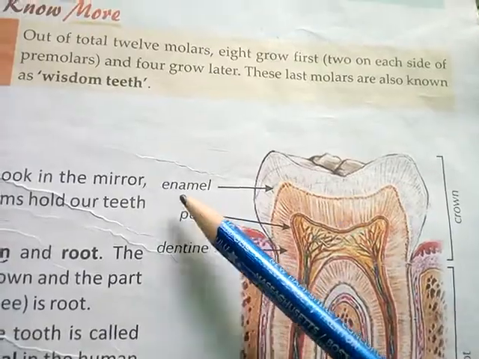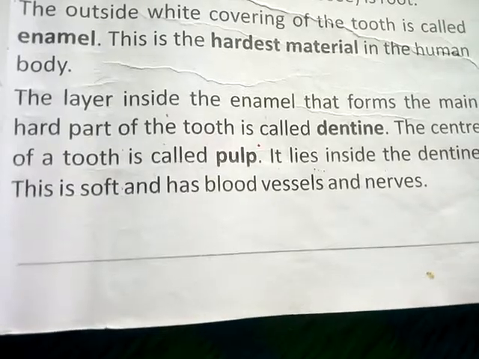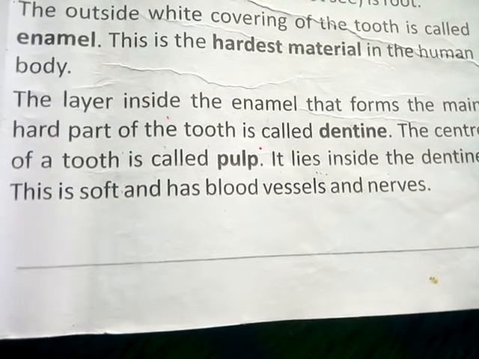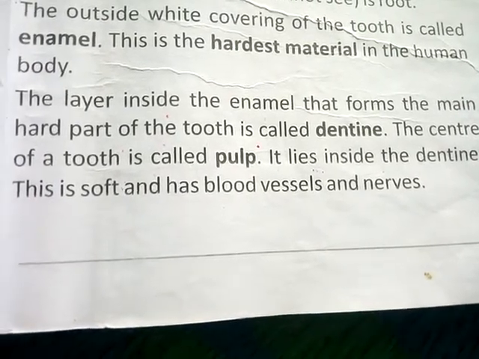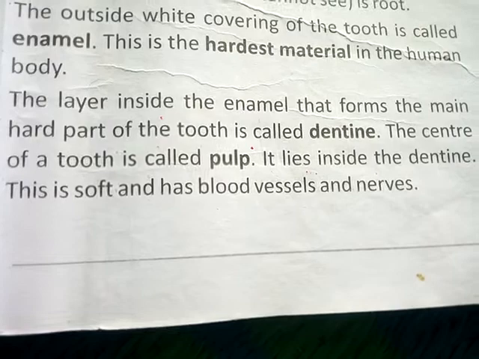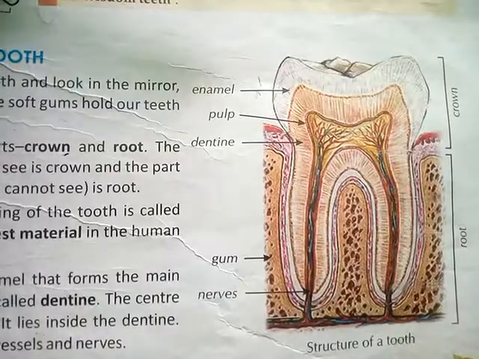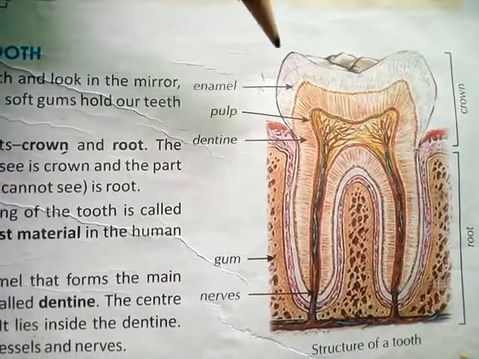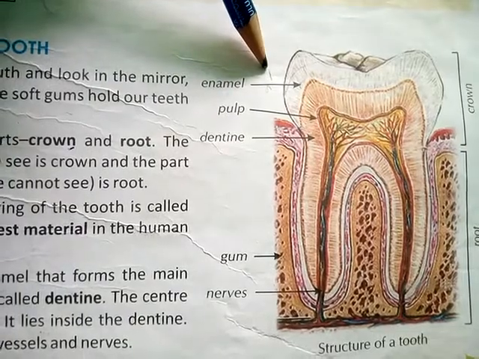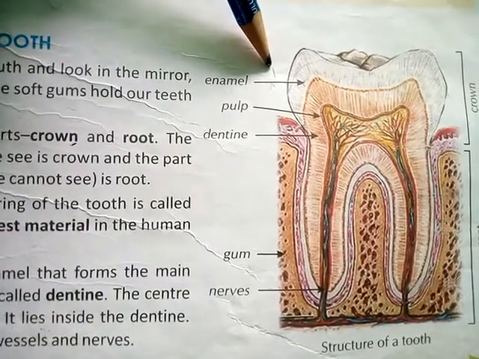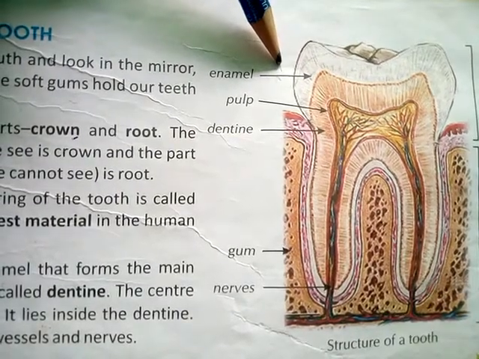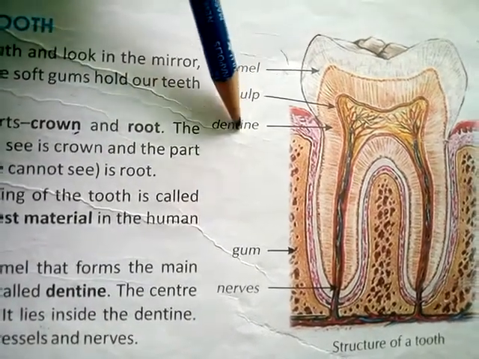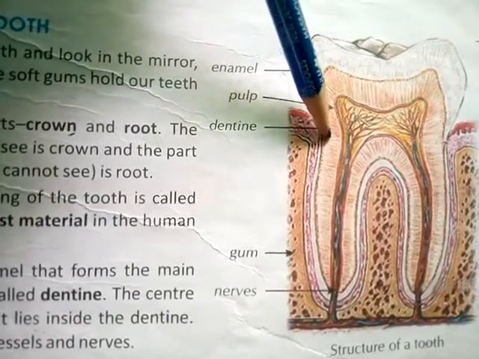This is called enamel. The layer inside the enamel that forms the main hard part of the tooth is called dentine. Dear students, in this picture you can see the layer inside the enamel that forms the main hard part of the tooth is called dentine. This is the picture of dentine.